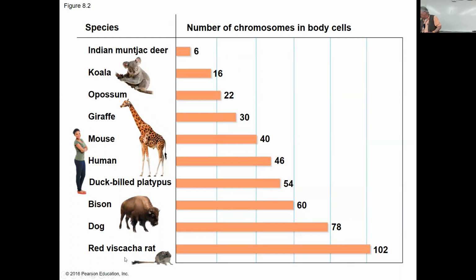Because look, this red viscacha rat has 102 chromosomes. That's probably because it might be triploid or tetraploid. It may have 4 sets of chromosomes. Usually we are diploid, we have 2 sets. But there are some plants that have 3 and 4 sets, and there's a couple of animals that have 3 or 4 sets. So they just have more copies. They don't have more genes, they just have more copies of the genes.